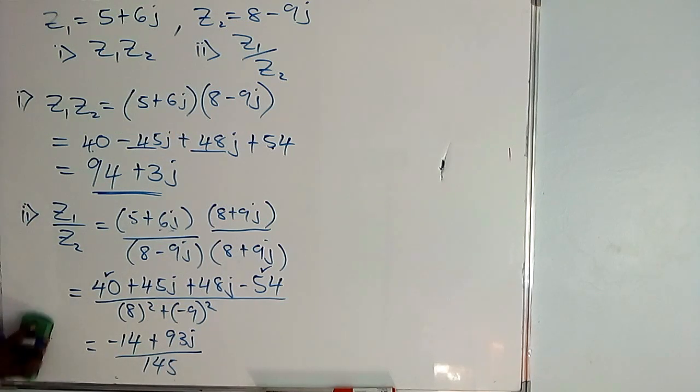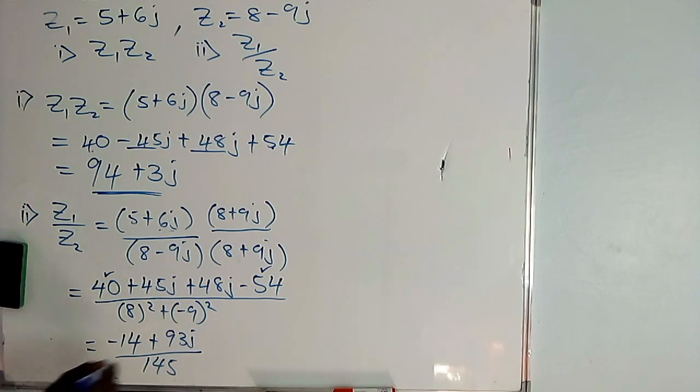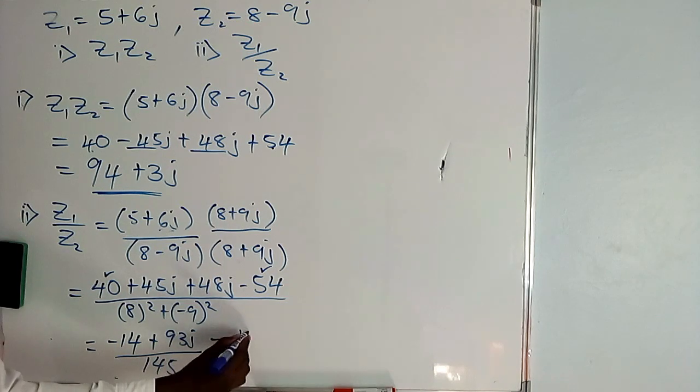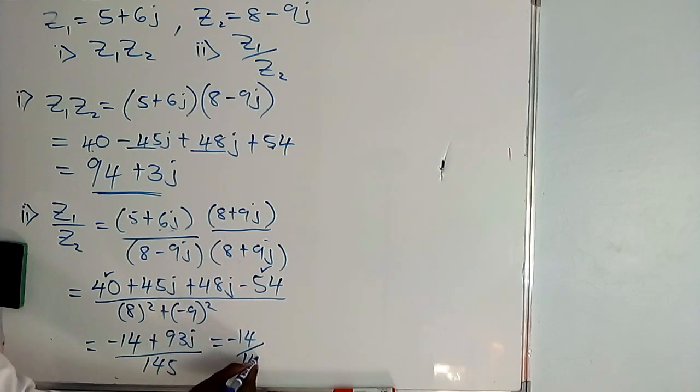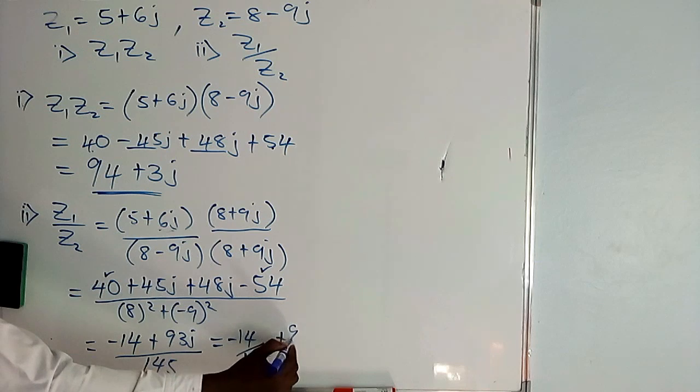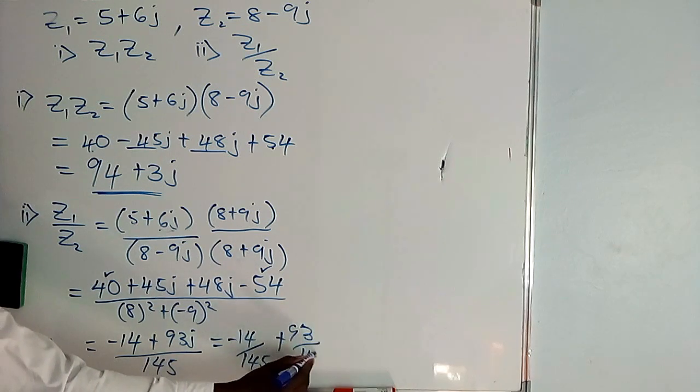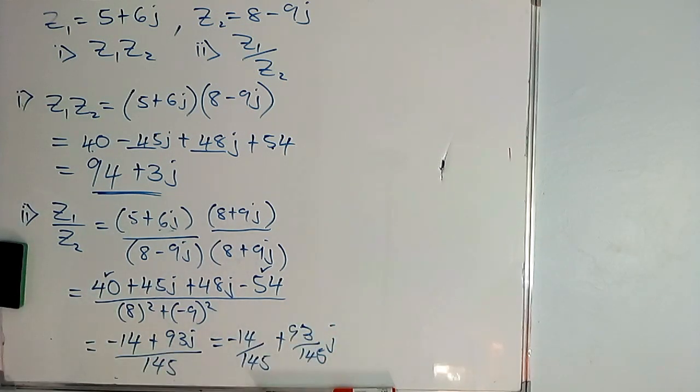So the only thing you do is to separate the real part from the imaginary part, isn't it? So you end up with negative 14 over 145 plus 93 over 145j. So you solve the complex problem and you leave your answer in the form x plus yj or a plus bj. So that is how to solve a complex problem. You have negative 14 over 145 plus 93 over 145j. Are we together?